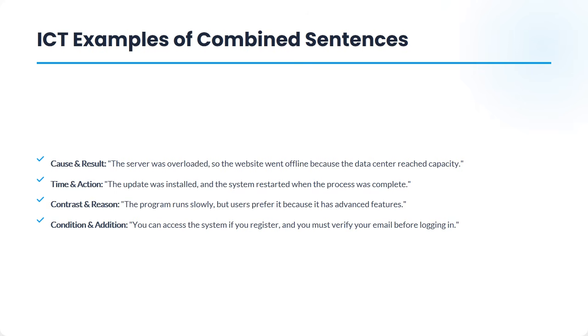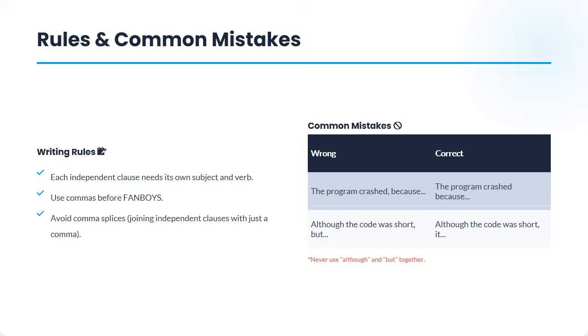Here are some examples, dear students. You can read them alone in order to understand the different types of conjunctions like cause and results, time and action, contrast and reason, and condition and addition all together in one sentence.